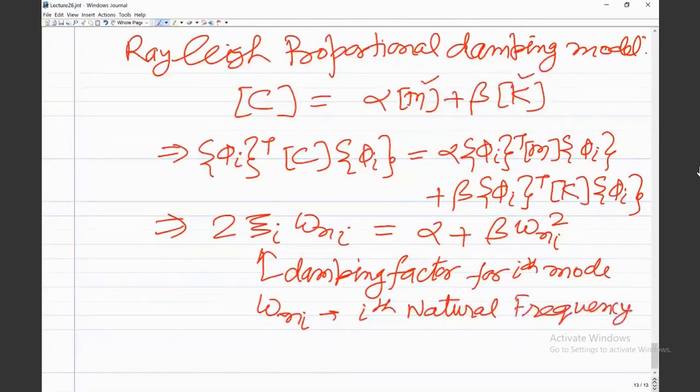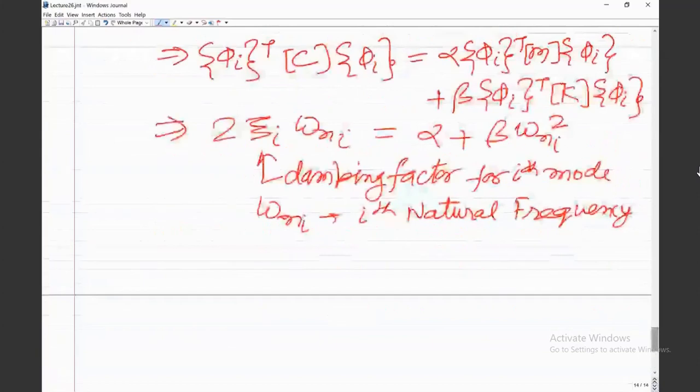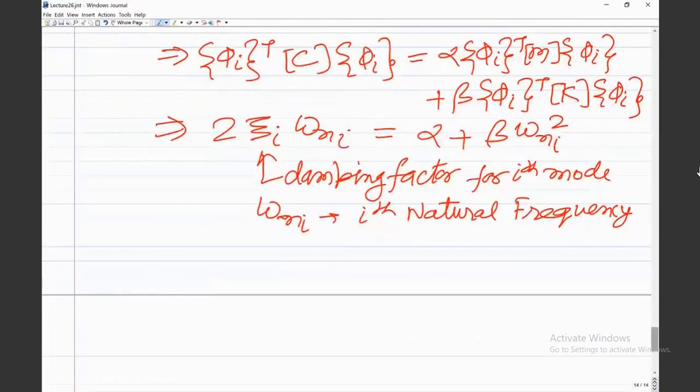So this relationship is very useful to get the alpha and beta. Now, experimentally, sometimes we just use either mass proportional damping, so we just have the alpha m term, or sometimes we just use stiffness proportional damping, so we will have beta into k in that case. There you will have only one constant, but if you have both mass and stiffness proportional terms, then you have to get these two constants alpha and beta.